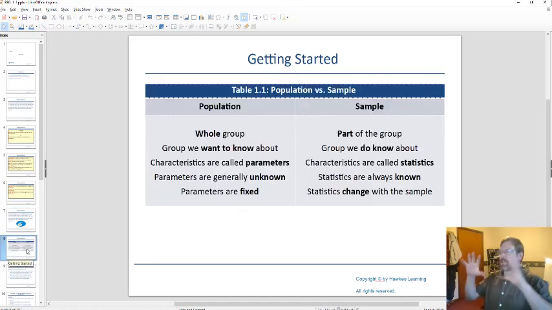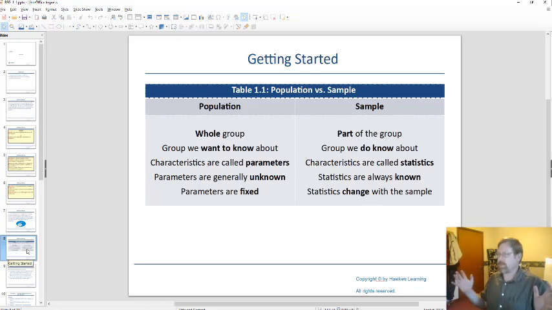So again, population is the whole group, sample is the part of the group. Population is the group we want to know about. We want to know what the population thinks about something, how they performed on something. We want to know something about them. Sample is the group that we can know about. It's usually not practical to do a census and get things from the entire population, so we deal with a sample, and so that's the group that we know things about.